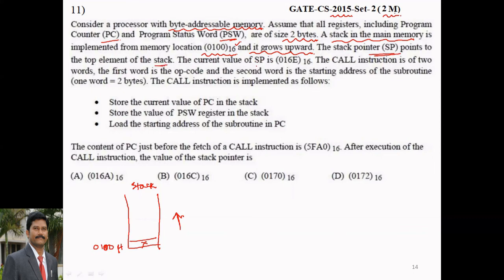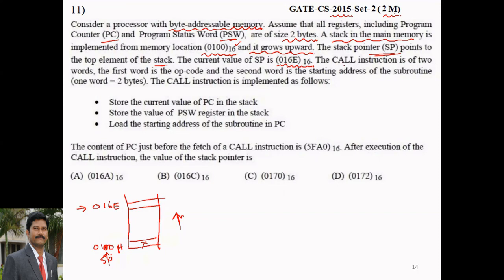The current value of SP is 016E hexadecimal. That means let us say 016E is the top of the stack. The stack pointer SP always points to the top of the stack, and the current value is this one. Now this information is given.